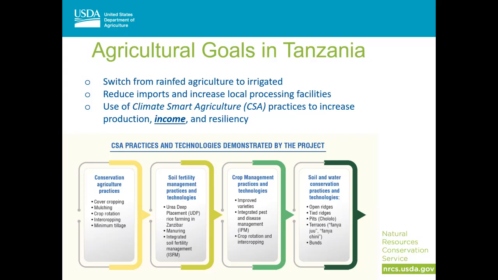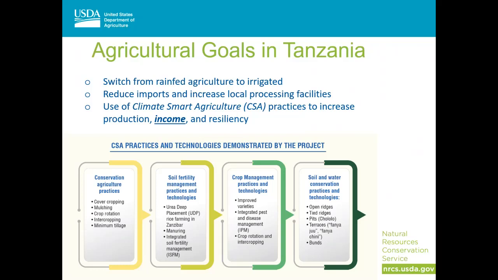They're also promoting the use of climate smart agriculture, which CSA, if you see CSA in this presentation, it's referring to climate smart agriculture, not community supported agriculture. It always trips me up that those have the same acronyms. But the use of CSA practices to increase production, income, and resiliency.